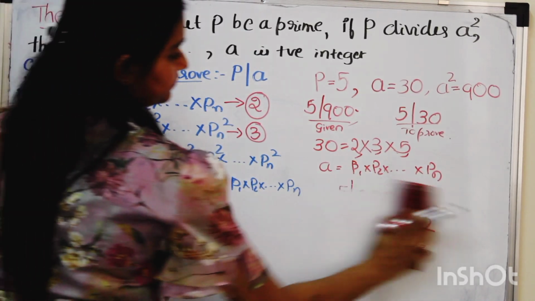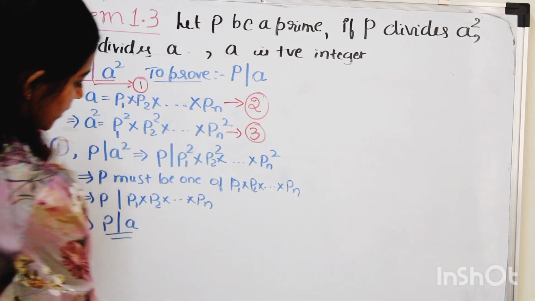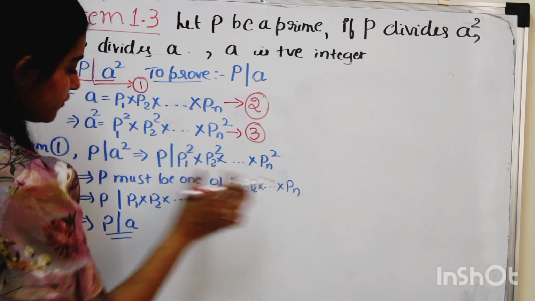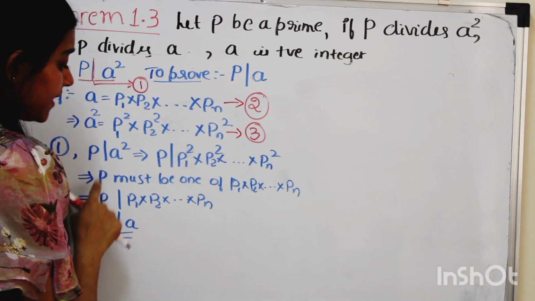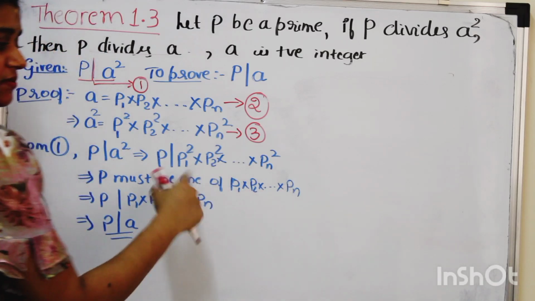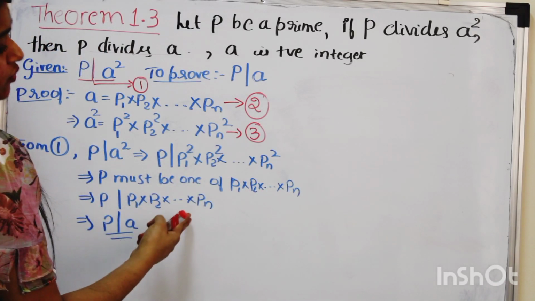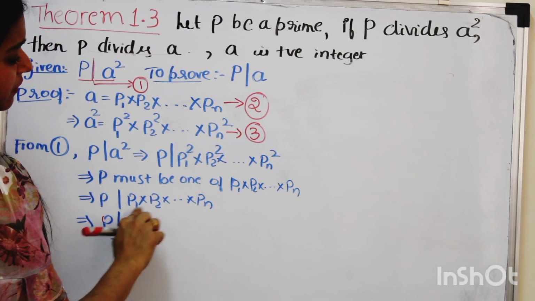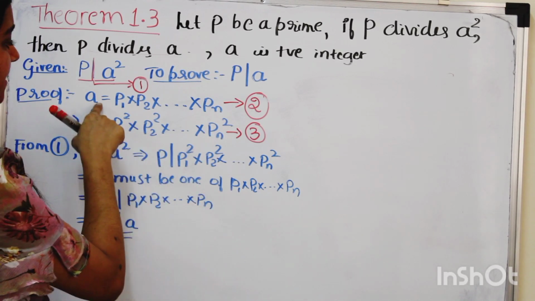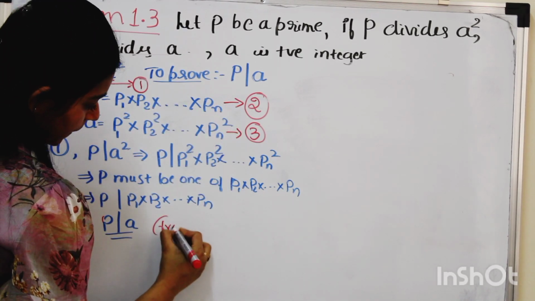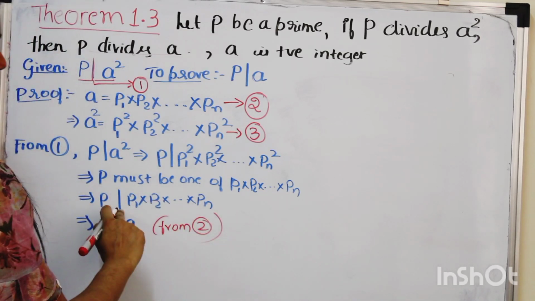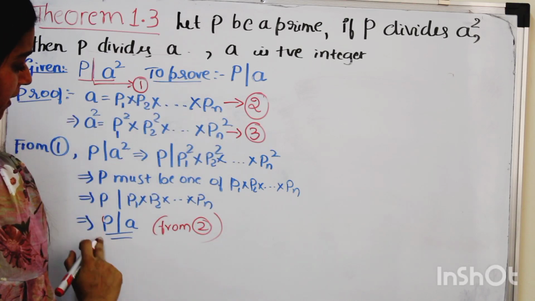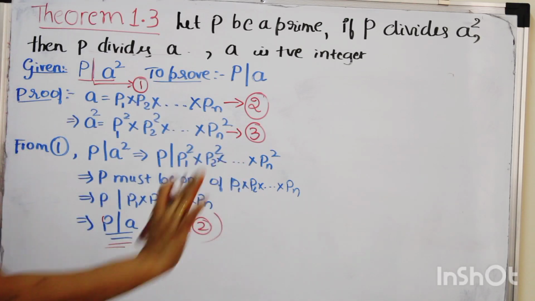So P must be any one of P1, P2, Pn, it may be P. So P divides P1 into P2 into Pn. That implies, you know that P1 into P2 into Pn is A, from equation 2. Now substitute the value from 2, you get P1 into P2 into Pn is A. So P divides A. So this is the proof.